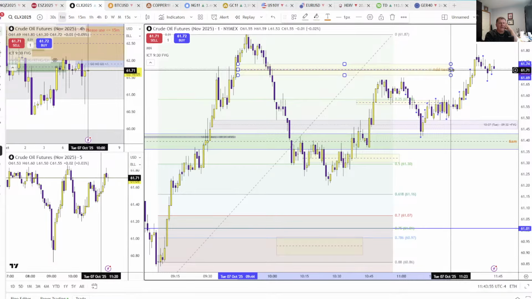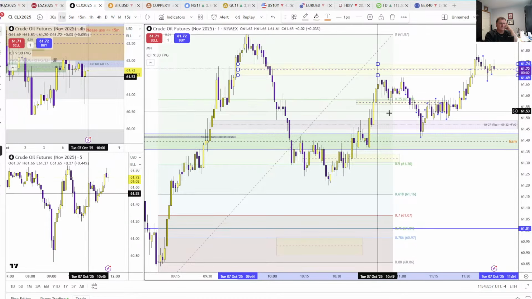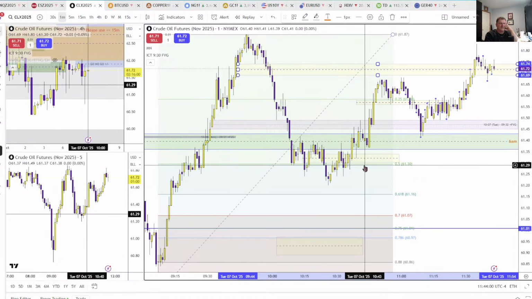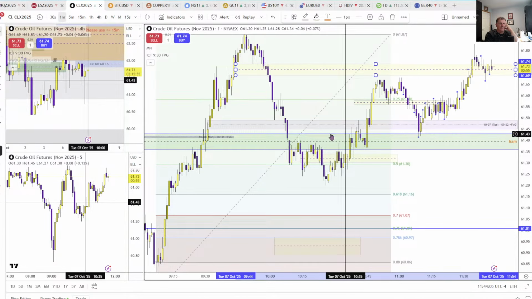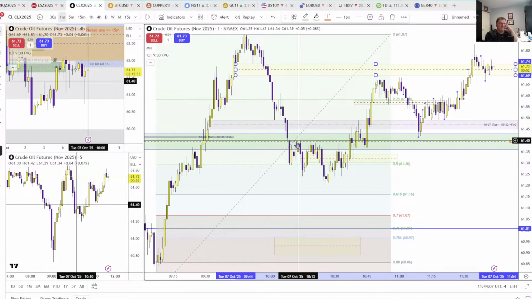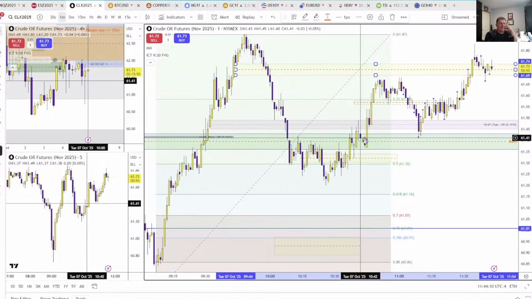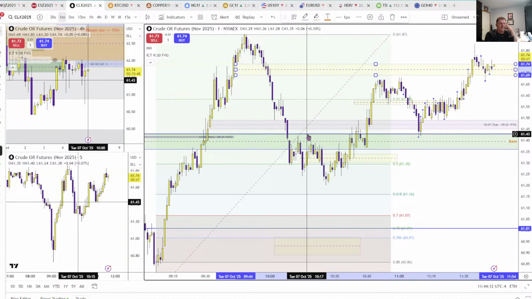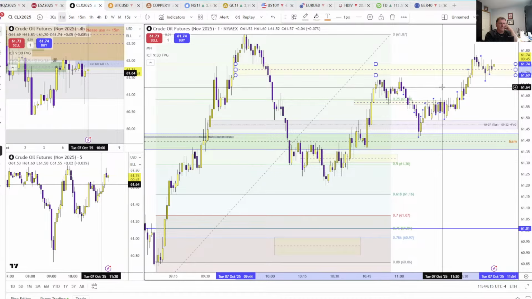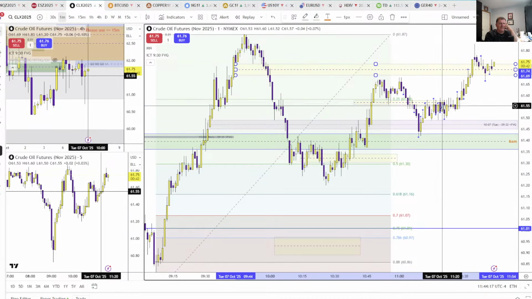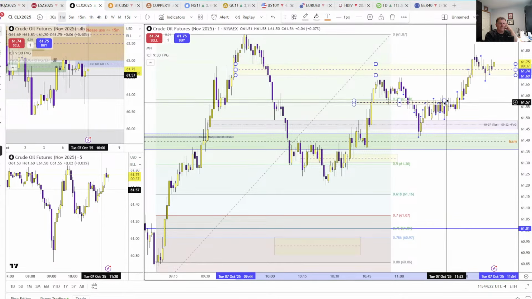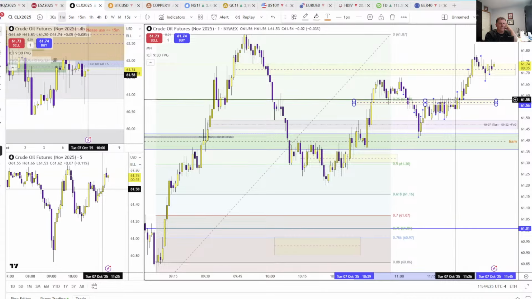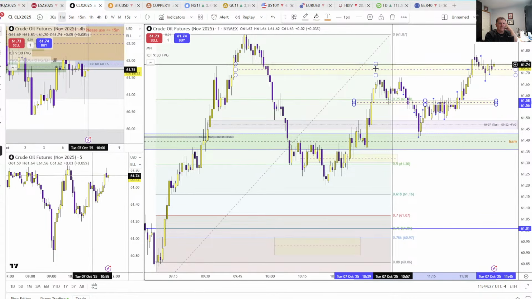Finally, oil here at our level. So we just retraced back into that range. Retested this bull trap here. Hit in here multiple times. Finally ran above it. Here came back to support. Finally hit our upside objective. Support, support, support.